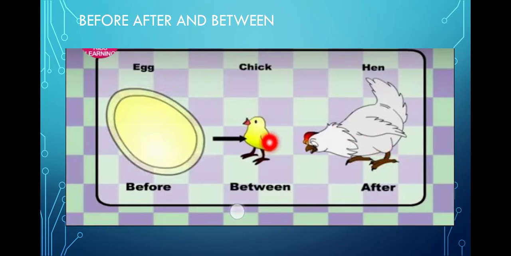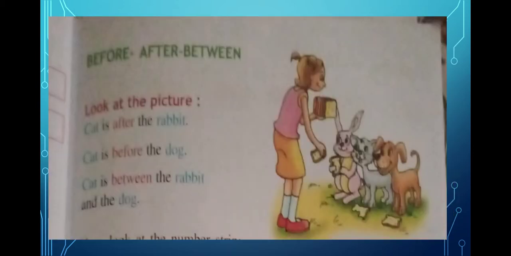Understand? That means before the chick is egg, after the chick is hen, and the chick is between the egg and the hen. All right, I think the concept of before and after is a little clear for you. Now let me explain once more with the help of your textbook. This picture is taken from your textbook. You may also look at your book, students.